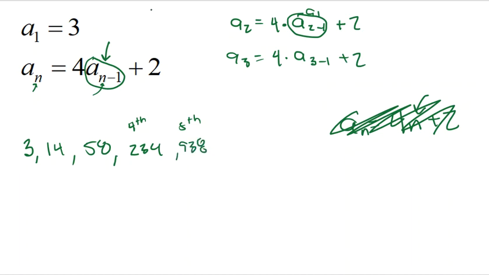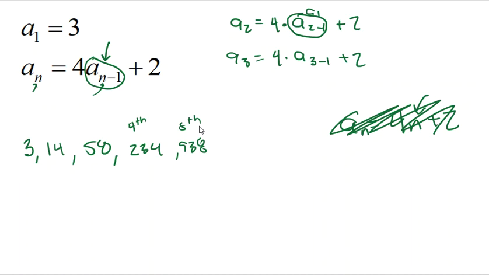So that's how recursive sequences work. They're cool ways to define sequences, but again, the drawback is you can't just find any term you want. You have to find them kind of in an order, right? You've got to keep moving to get to whatever term you want.